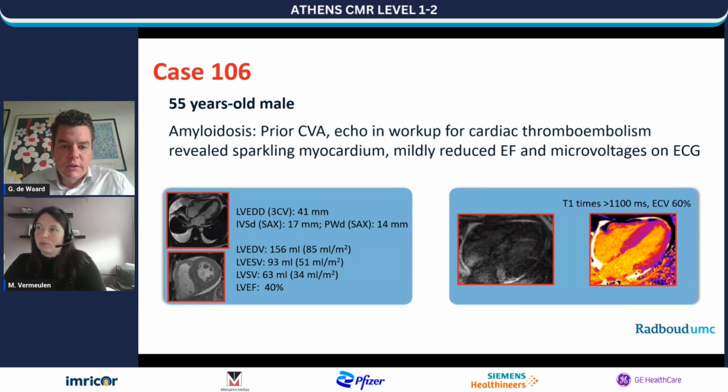He has a prior CVA, and there was an echo done in the workup, because he had this CVA, to see if there was a cardiac cause of the thromboembolism, and it revealed already sparkling myocardium. There was a mildly reduced EF, and together with the microvoltages that were seen on the ECG, there was, of course, a high suspicion of amyloidosis. And you can see that here as well.